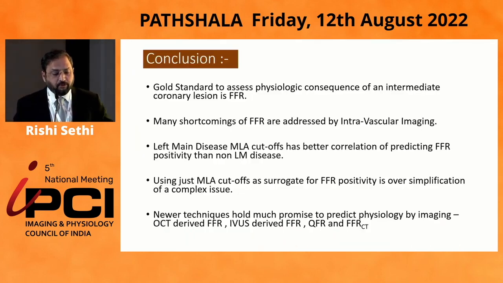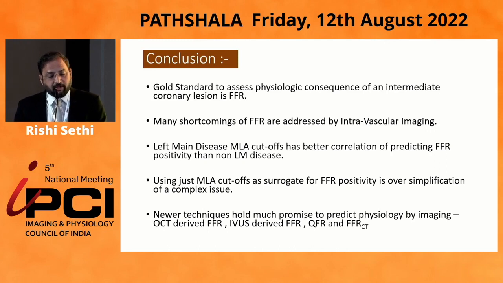cutoff value. I would like to conclude by saying that the gold standard to assess the physiological consequence of an intermediate coronary lesion is still FFR. There are many shortcomings of FFR that are addressed by intravascular imaging. Left main disease MLA cutoffs have better correlation in predicting FFR positivity than non-left main disease.